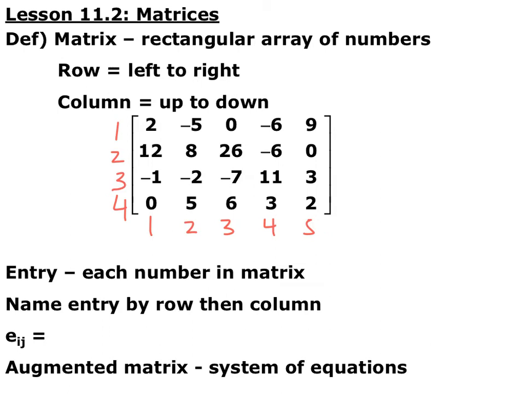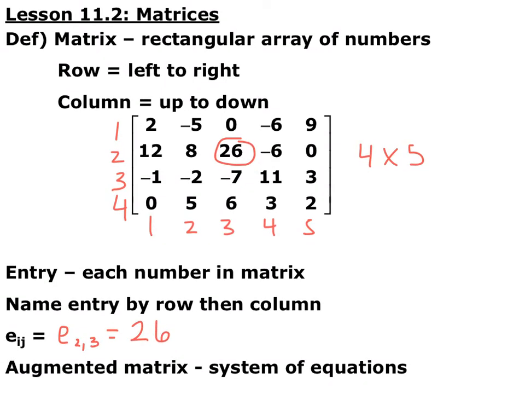We'll talk more next section about how we label them, but we always label them rows by columns. So we would call this a 4 by 5 matrix. Each number in the matrix is called an entry, and we label the entry by their row then column. So for instance, if we want to talk about this number 26, we would call that entry number 2, 3, because it's in the second row and the third column.